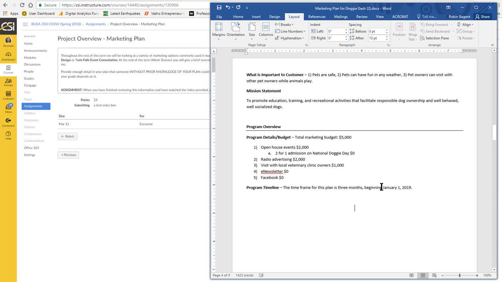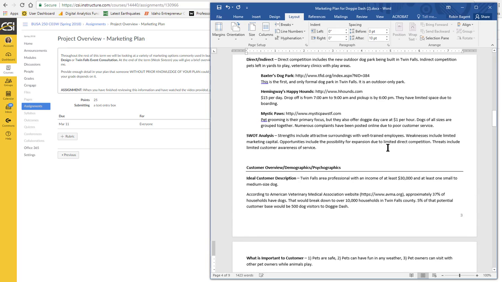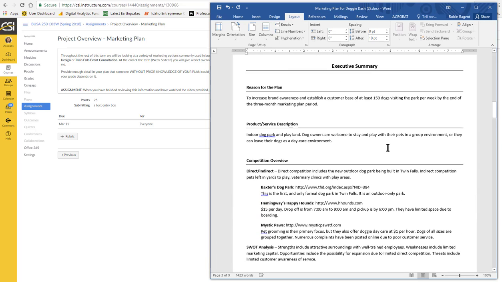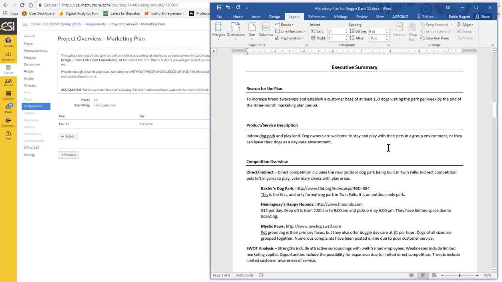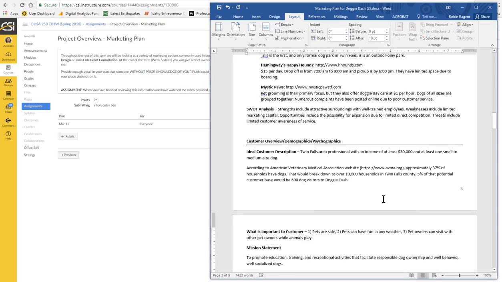Notice that you've already done most of the work for this. You know what your budget is. It's $5,000. You know about your customers. You know about your competition. You've already done a SWOT analysis. You've already done goals and objectives, and you already know your product or service, whether you're going to be choosing landscaping or events.